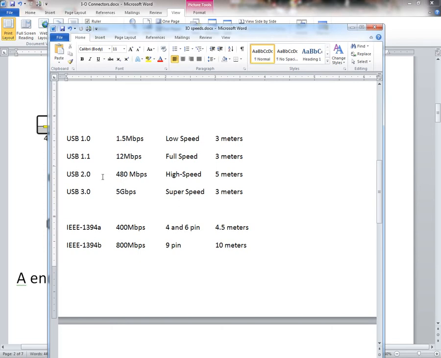Then USB 2.0 came out, and that offered us 480 megabits per second, which translates to about 60 megabytes a second, but actual throughput is right around 35. With 2.0, you can get up to 5-meter cable length, and it's called high speed. And then we have 3.0, which I'll talk about in a moment. But first, let's focus on the other two. And generally, what can we do with USB?